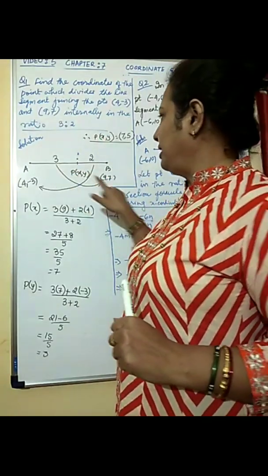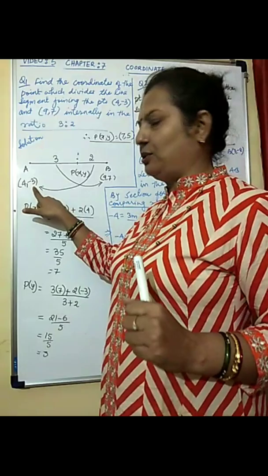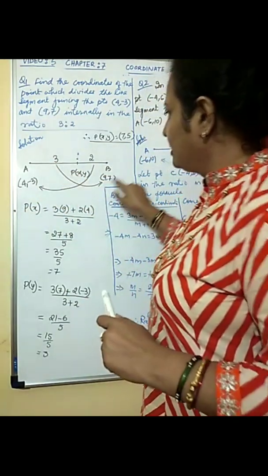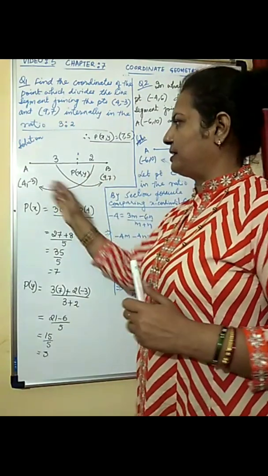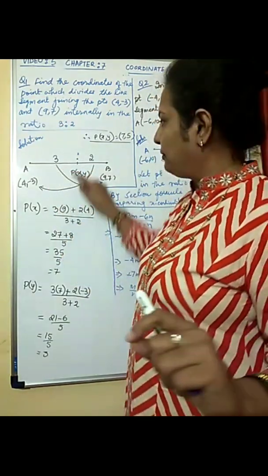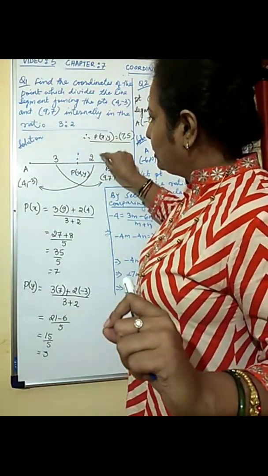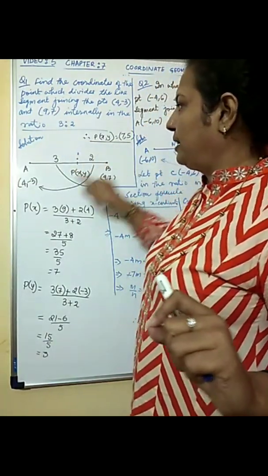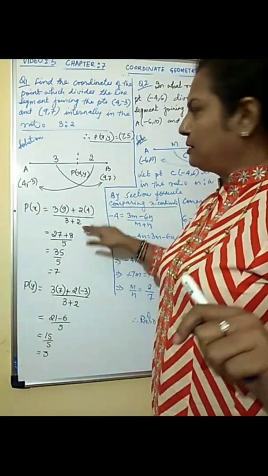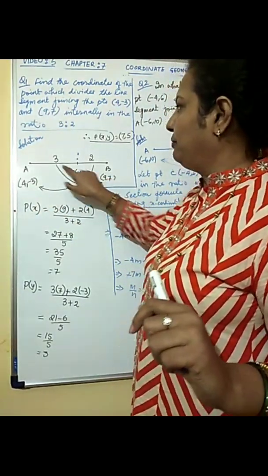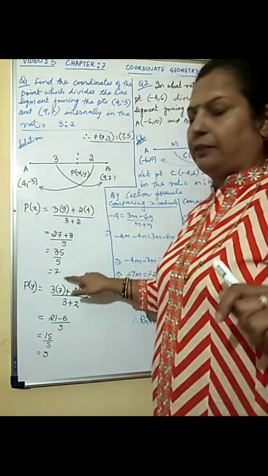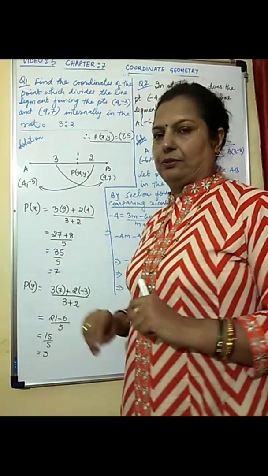If you remember the section formula, what was the coordinate? Px is equal to m into x2 plus n into x1 divided by m plus n. If you can recall this, the arrows go in opposite directions. For the x coordinate, we multiply the ratios m and n with the x coordinates and divide by the sum of the ratios. For finding the y coordinate, we multiply the ratios with the y coordinates and divide by the sum of the ratios.